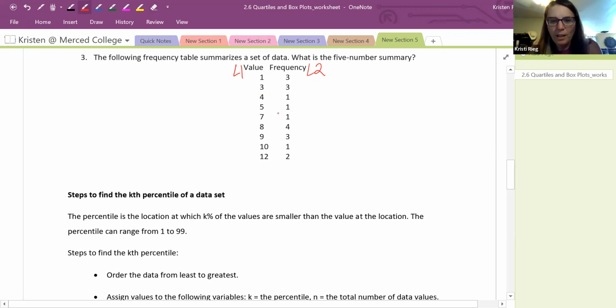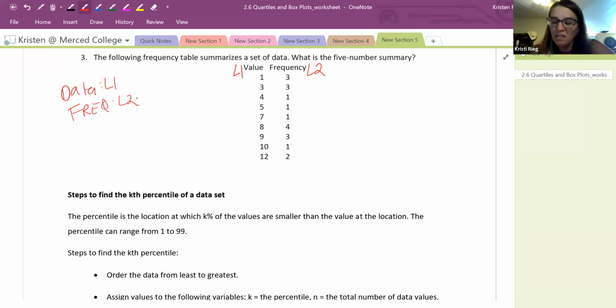Okay, I got my frequency table in. I'm going to go to stat, 1 variable stats. This time I have the data in L1 and the frequency in L2. Got to make sure to mark that on my calculator, hit calculate. I can see, oh, it says n equals 19. So I was pretty close with my guess of 20.